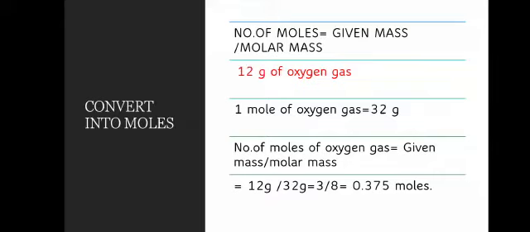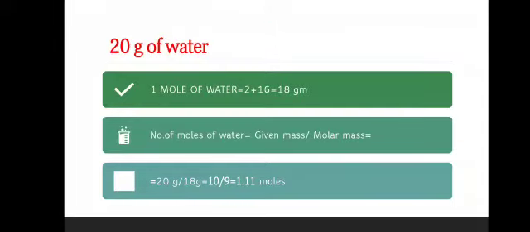Now what we need to do? We need to find the number of moles. So given mass we know, the molar mass we know. What we need to do now? Yes, substitute the value in the given equation. So what is the equation you know? What is molar mass you know? What is the given mass we know? So just substituting, given mass 12 gram divided by 32 gram, that is equal to 3 by 8, that is equal to 0.375 moles.